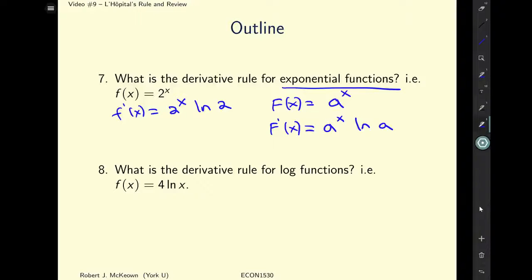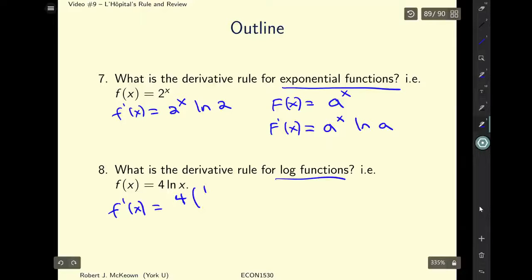What is the derivative rule for log functions? Well, it's a pretty easy one. If we've got log x like that, we've got a multiplicative. The multiplicative always stays where it is. And log x just becomes 1 over x. So we could have 4 over x.